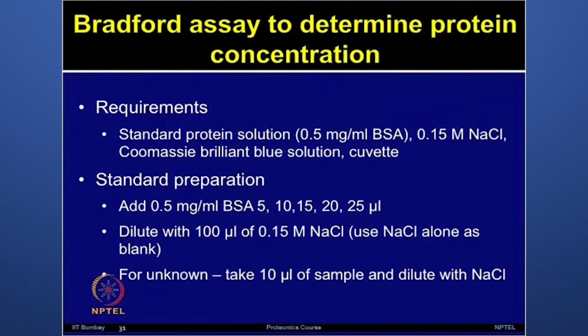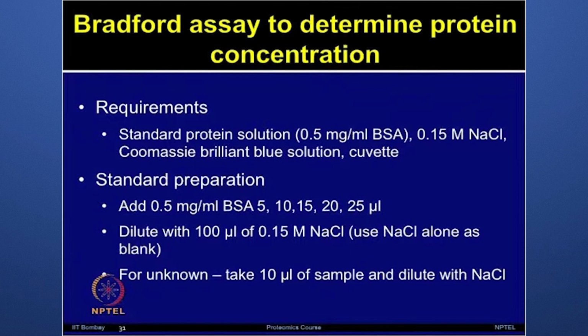So, for the standard preparation, you can take BSA and add different concentrations of this: 5, 10, 15, 20, 25 microliters, or you can go even more standard preparation series. Then dilute the sample with 0.15 molar of sodium chloride, and make the total volume 100 microliters. One sample where there is no protein can be used as the blank, to auto zero the value in the spectrophotometer, and then further you can measure your samples.